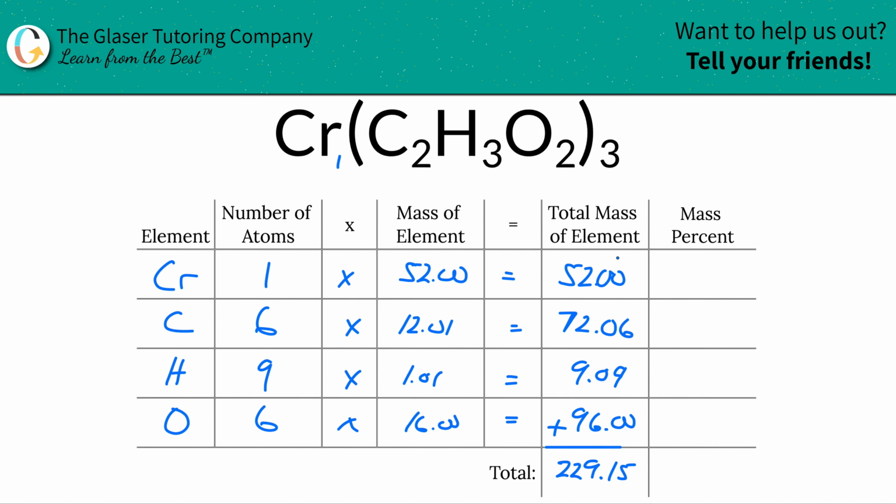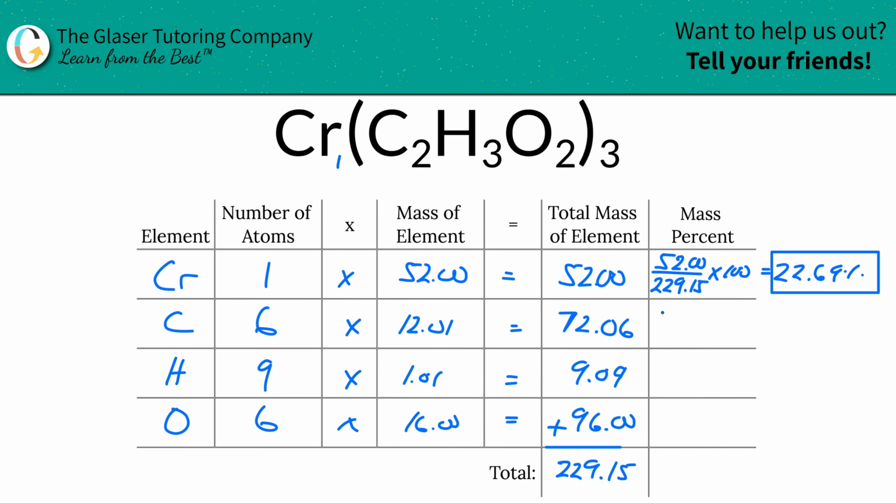Bam. Now all we need to do is take the total mass of the element that we found, so for chromium it's 52, then divide it by the total mass of the entire compound, hence why we had to do that first, and then multiply it by 100. This is a simple percent calculation, part over whole times 100. When we calculate that, it works out to be about 22.69%. And that's the percent of chromium in chromium 3 acetate.